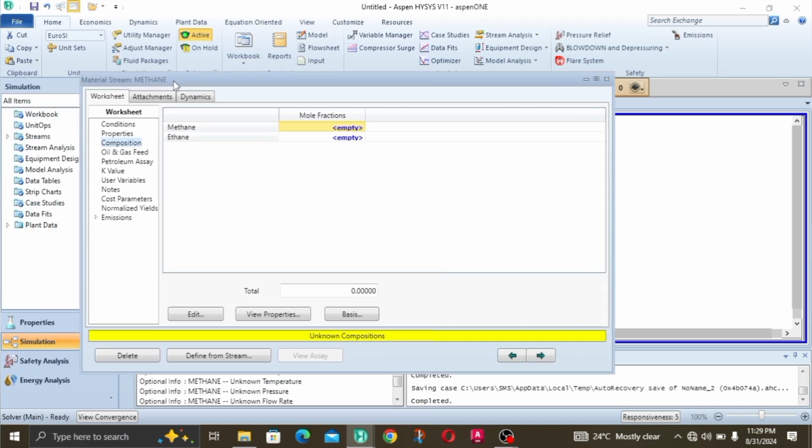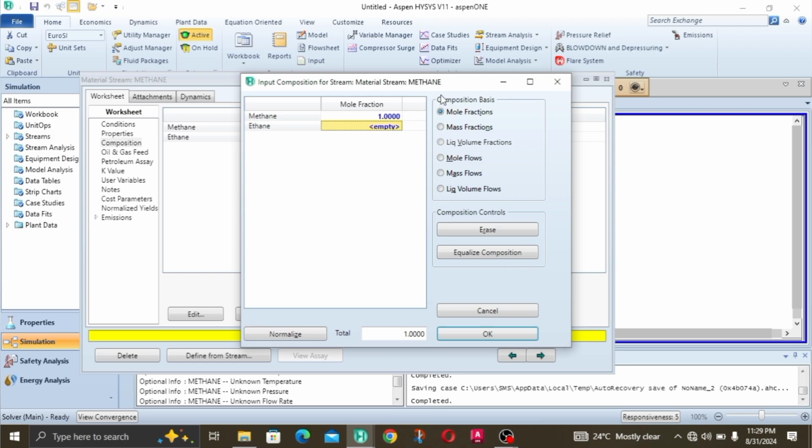Going by the reference that we made for this stream, we named it methane. Logically speaking and thinking, this should be a stream carrying solely methane, 100% methane, which means that our value to be assigned for this stream would be 1. Now, look at this, the right-hand side, composition basis. It's expecting us to select the basis that we want to work with. We want to work on the mole fraction basis, mass fraction basis, liquid volume basis, whichever we wish. Let's work with the mole fractions.